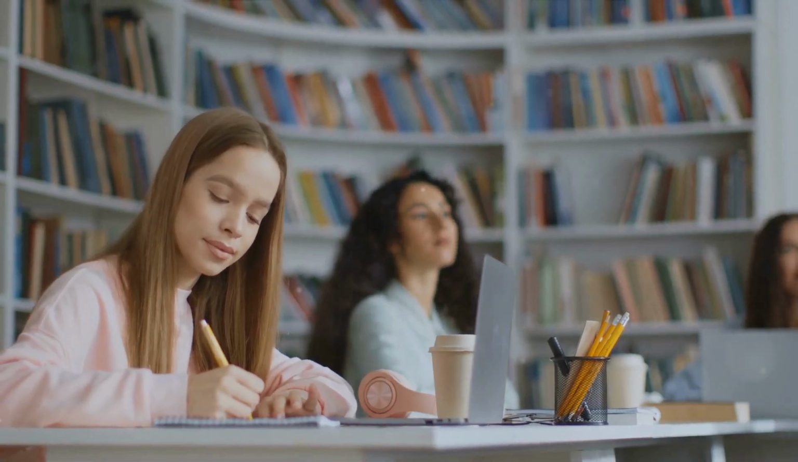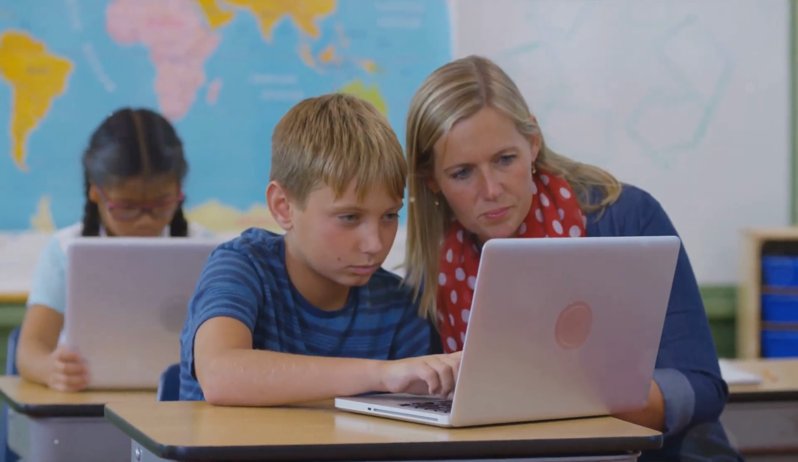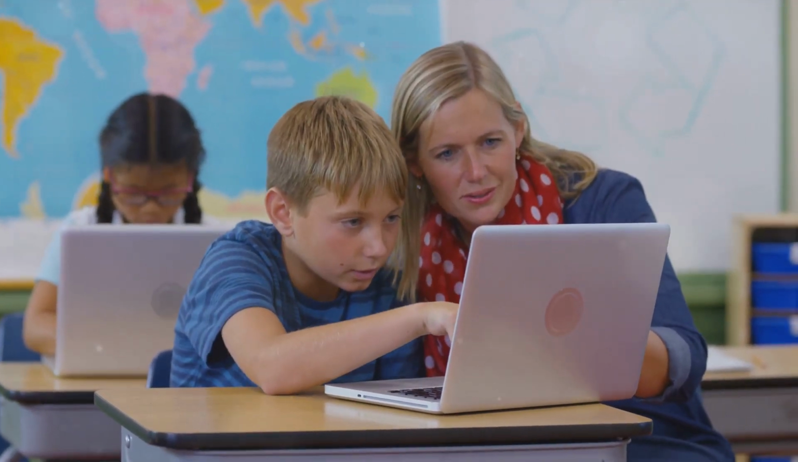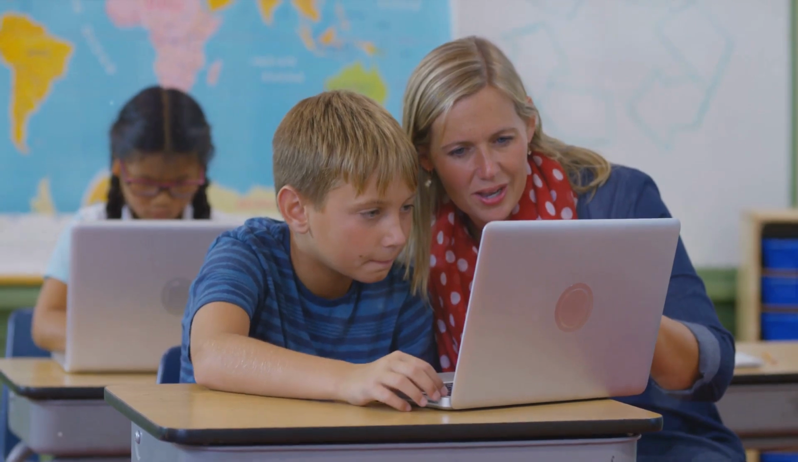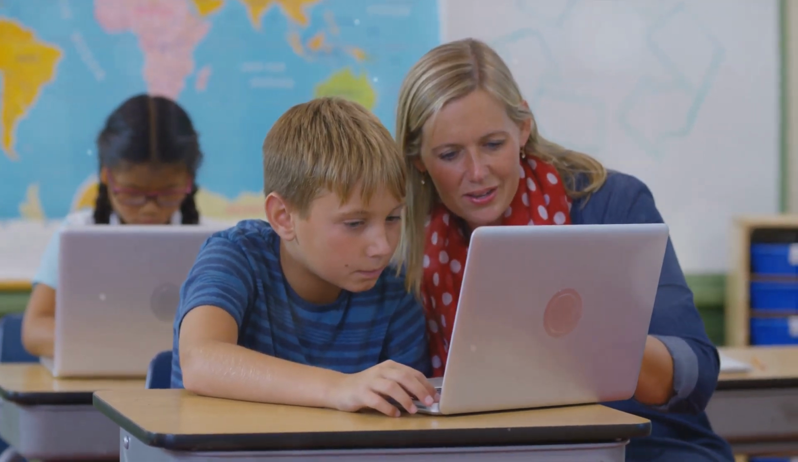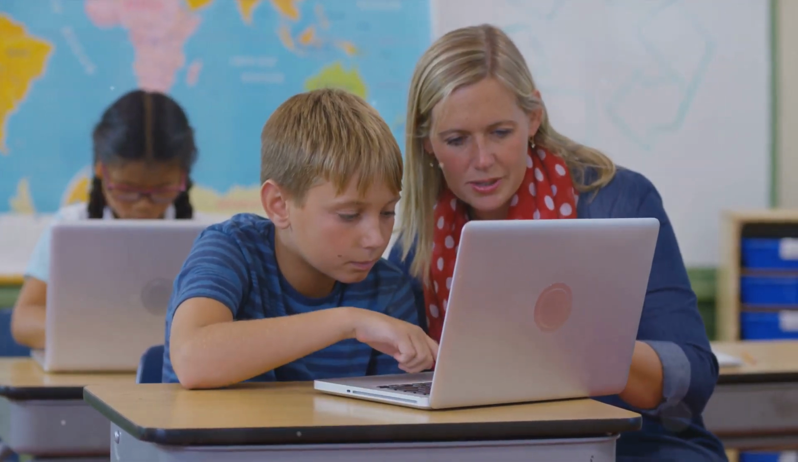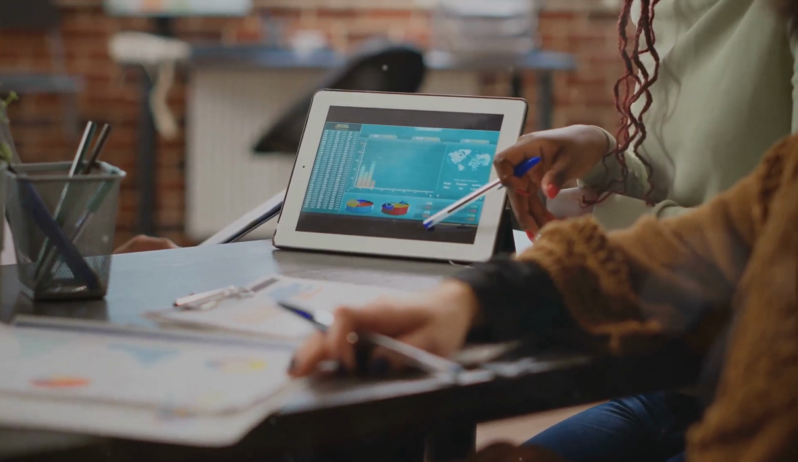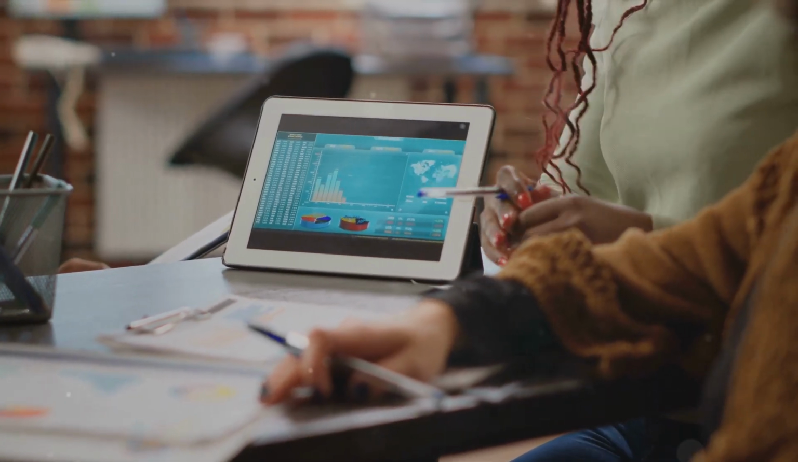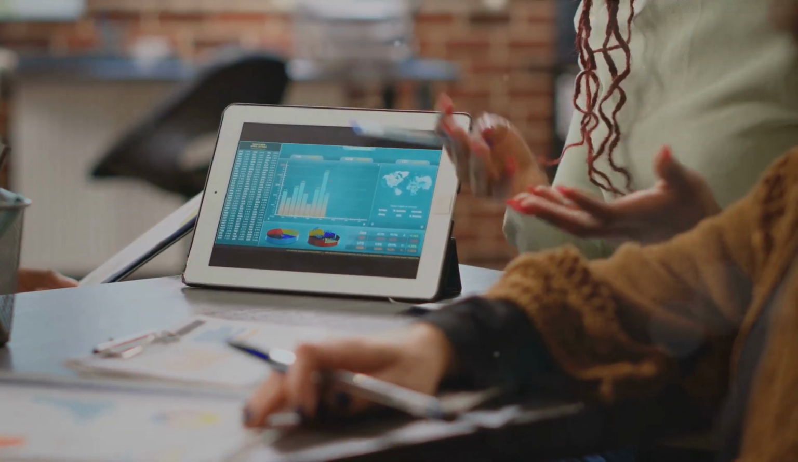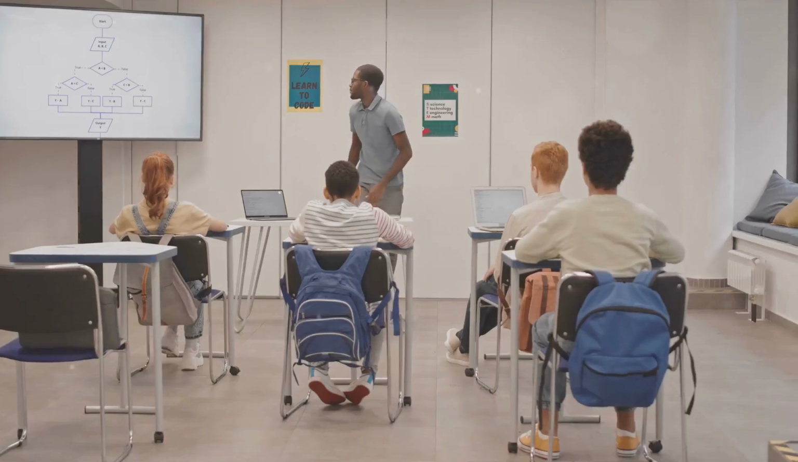So where do you find this data? Some of the most common sources include student assessments, attendance records, and behavior logs. These can provide a wealth of information about your students' academic performance, engagement, and general conduct in the classroom. But remember, the key is to collect data that is meaningful and actionable. It's not about having the most data, but about having the right data.